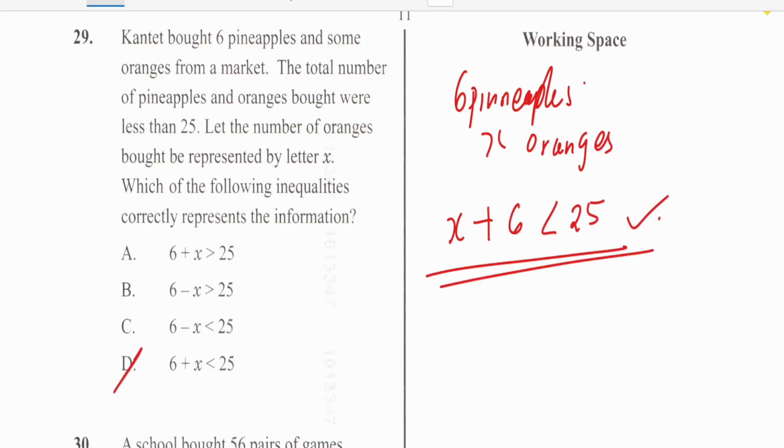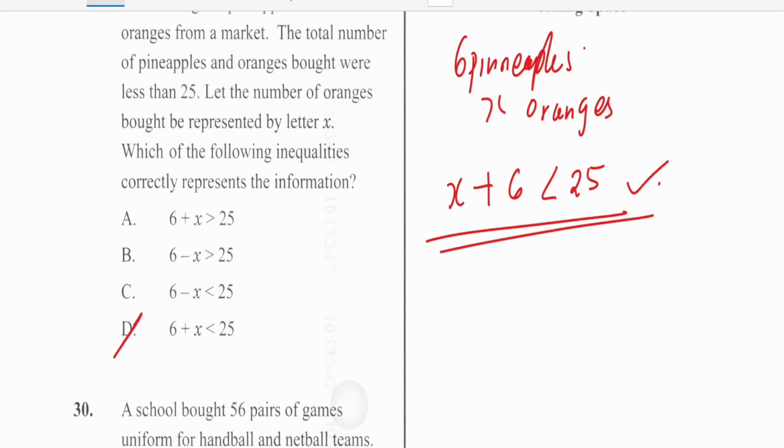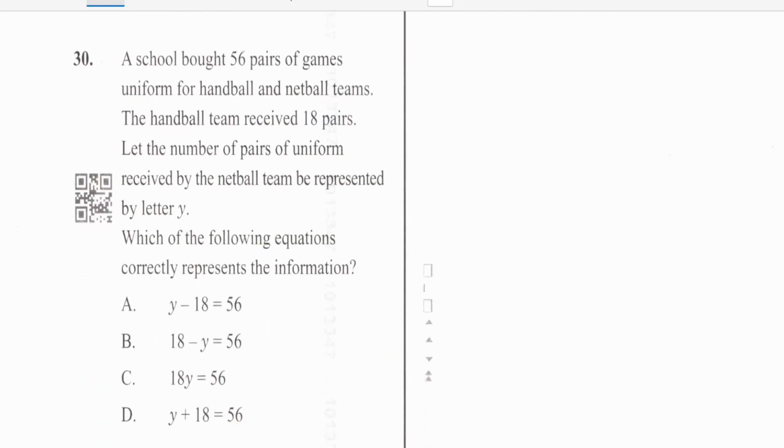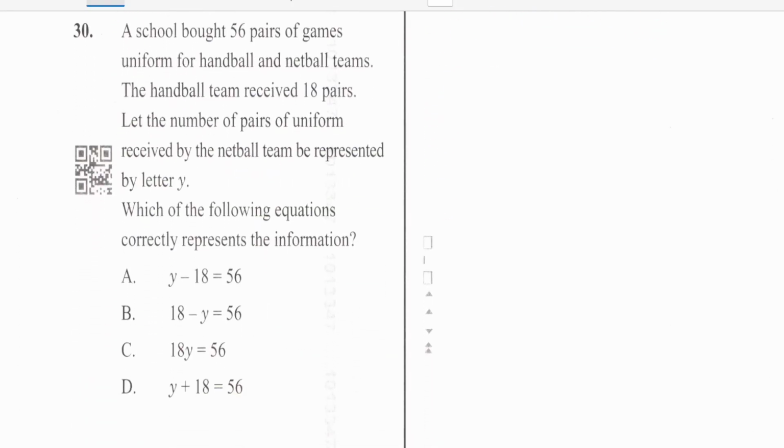So, okay. Very easy question. Question 30, the last but not the least. A school bought 56 pairs of games, and I'm feeling very comfy now. For 1 hour, I'm just teaching like a Statue of Liberty.